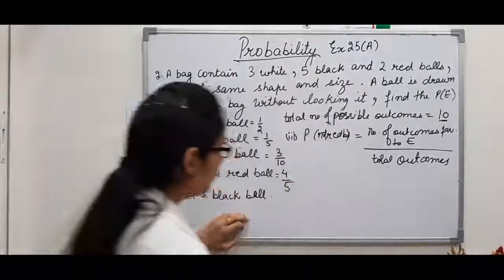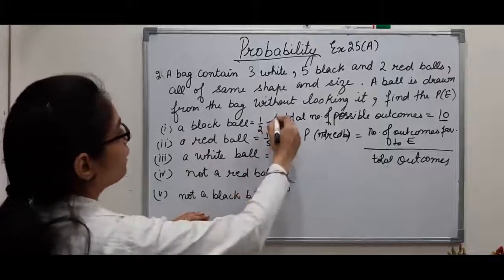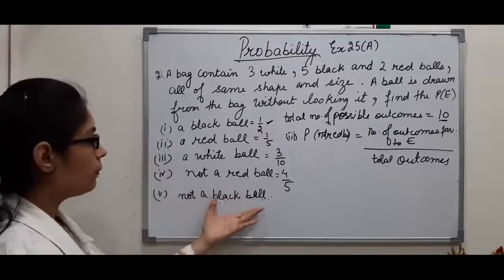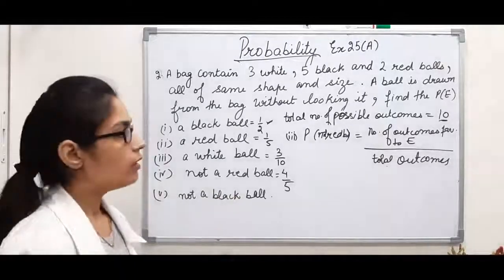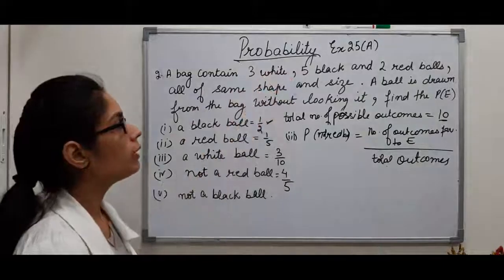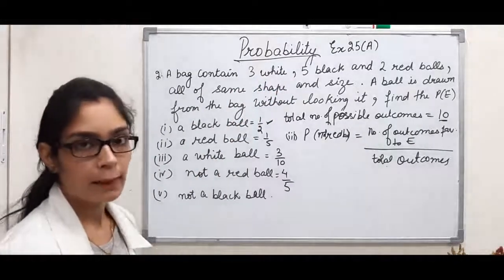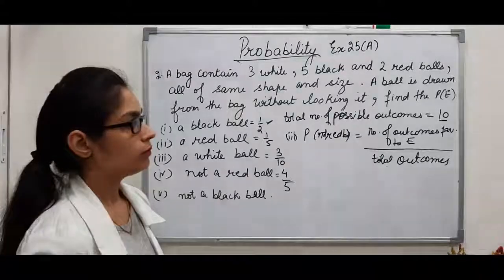This you have to try yourself. We have already found the probability of a black ball. So for not a black ball, either you can do it by complementary events, or if a ball is not a black ball, it will be either white or red. Both ways are the same and you will get the same answer. Now let's do the next question.